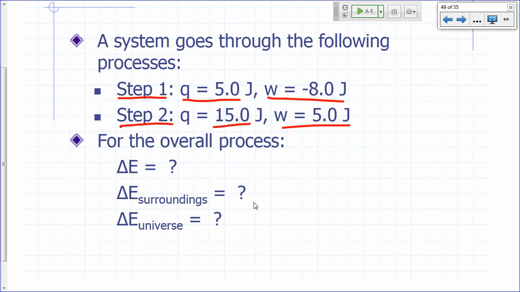10? Okay. What do you do to get delta E? Just add up all the Q's and the W's. So what's 5 plus 15, so that's 20, plus 5, 25, plus negative 8, what would that be? 17 joules. Just add up all the Q's and the W's. Okay? What's delta E for the surroundings?